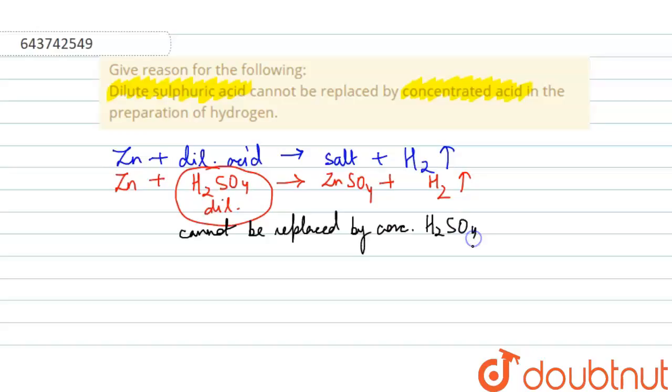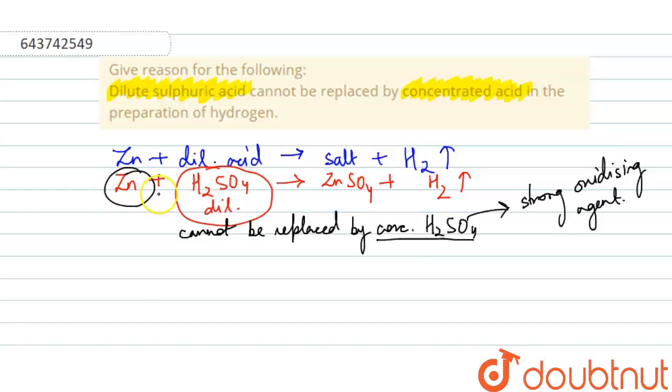Now, what is the reason for that? The reason is that concentrated sulfuric acid is a very strong oxidizing agent. It oxidizes the Zn, and itself gets reduced, forming sulfur dioxide.